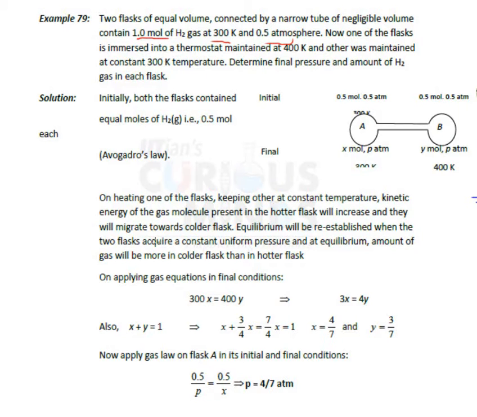Whenever one flask is immersed into a thermostat maintained at 400 Kelvin, there's a change in temperature, so there's a change in pressure also. How? If you increase the temperature, that will increase the kinetic energy of the molecules, because the volume is the same. PV is equal to nRT for an ideal gas. Volume is the same, R is the same, so if T is increased, then pressure increases.